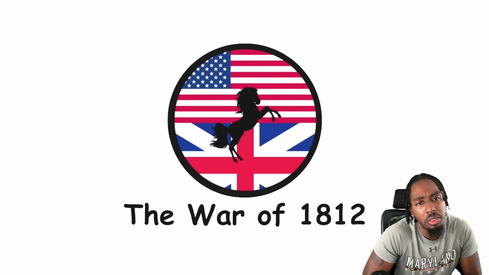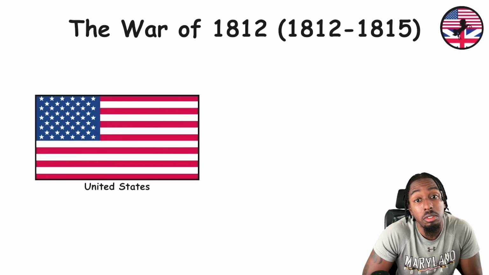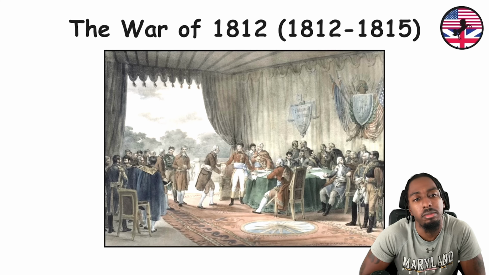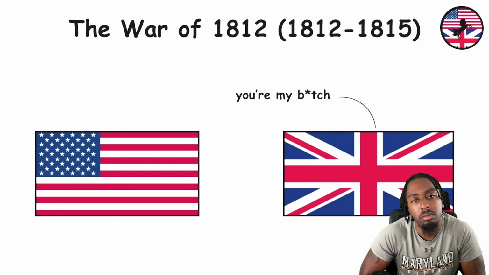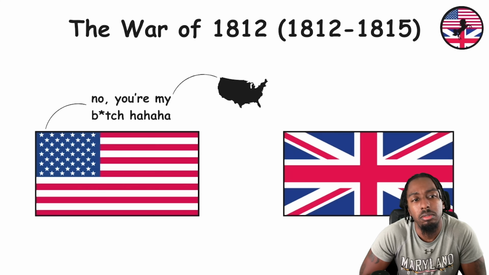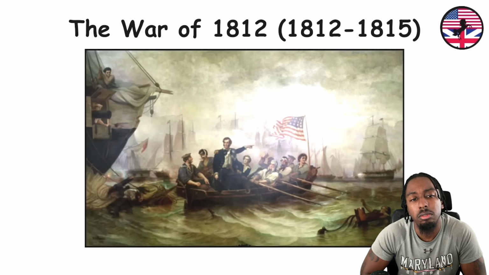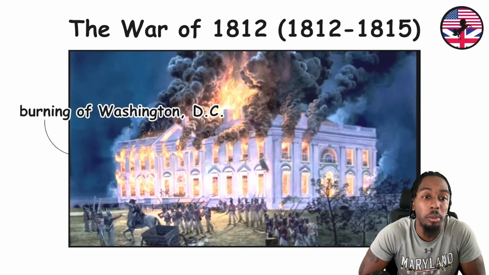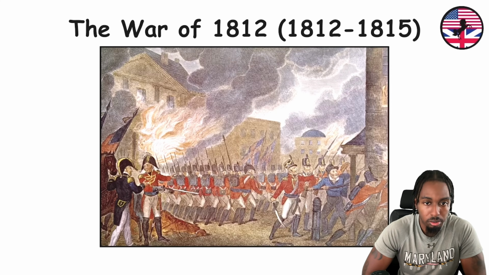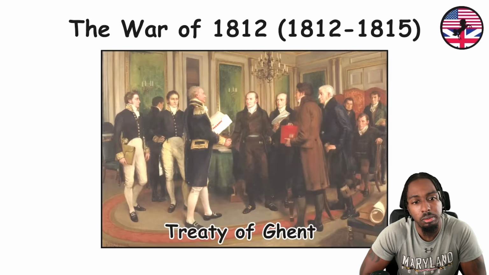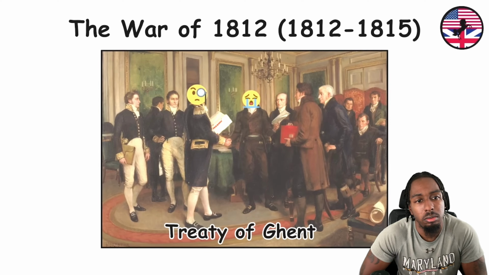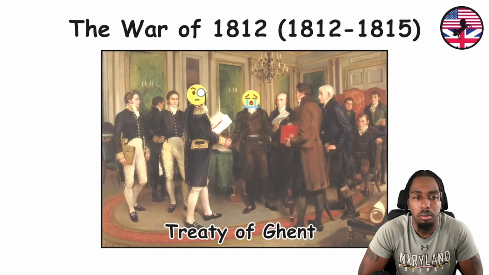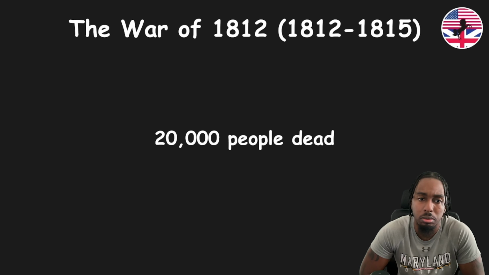The War of 1812. This war was fought between the United States and Great Britain. It was primarily caused by British restrictions on American trade, the impressment of American sailors into the British Navy, and American territorial expansionism. The war saw significant battles such as the Battle of Lake Erie and the burning of Washington, D.C., including the White House and the Capitol by British forces. The war ended with the signing of the Treaty of Ghent in 1814, restoring pre-war borders and resolving many of the disputes that had led to the conflict. Approximately 20,000 people were killed during the war.